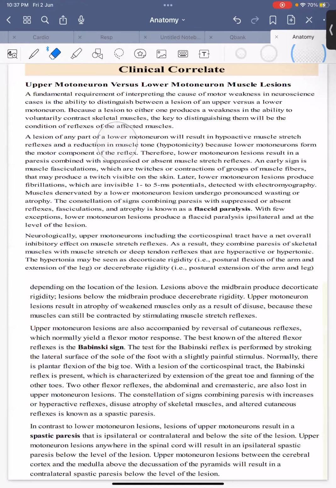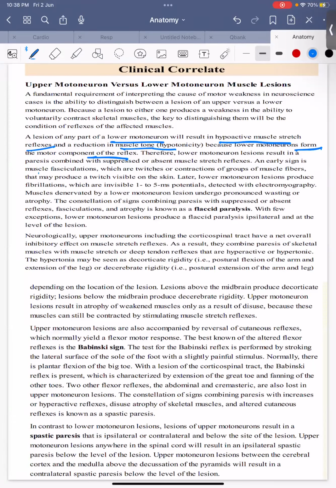Always remember a lower motor neuron lesion will always result in hypoactive muscle stretch reflexes and a reduction in the muscle tone, causing flaccid paralysis or hypotonicity. Because we know that the lower motor neurons provide the motor component to your reflexes as well as to the muscle. That's why you have loss of tone and decreased reflexes with this. Okay, so you will have suppressed or absent muscle stretch reflexes associated with lower motor neuron lesions.